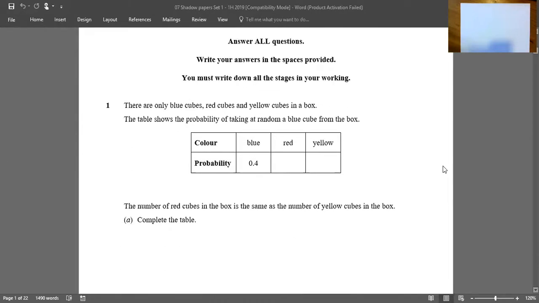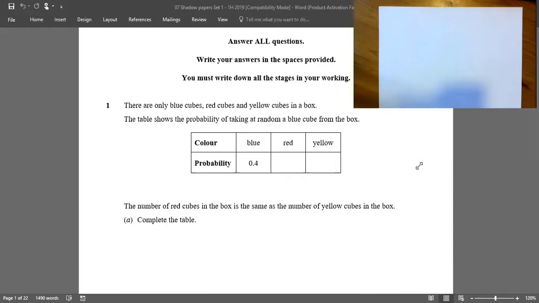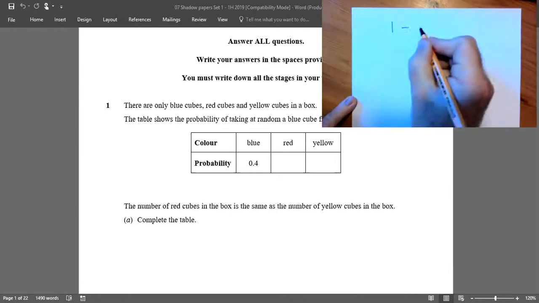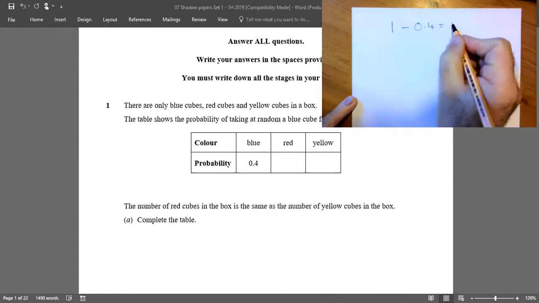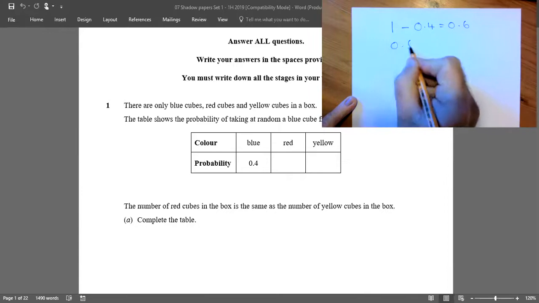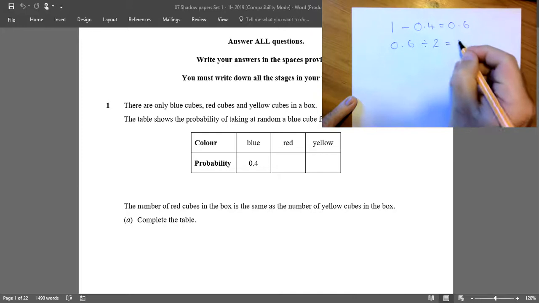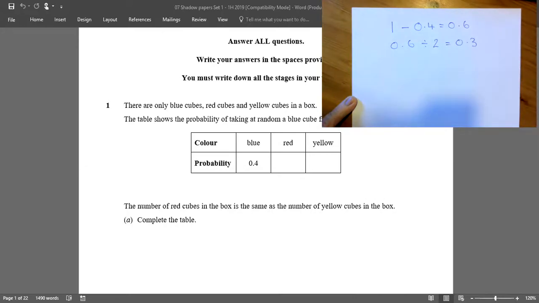Question number 1. Okay, so if I can make this box a bit bigger, hopefully we should be able to see as much of this as possible, save me switching screens. So we know the probabilities have to add up to 1. So 1 minus 0.4 equals 0.6, 0.6 divided by 2 equals 0.3. So each of the two boxes should be 0.3.